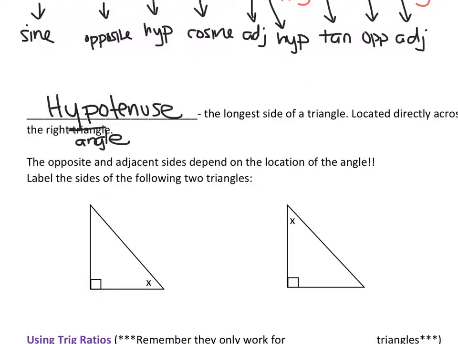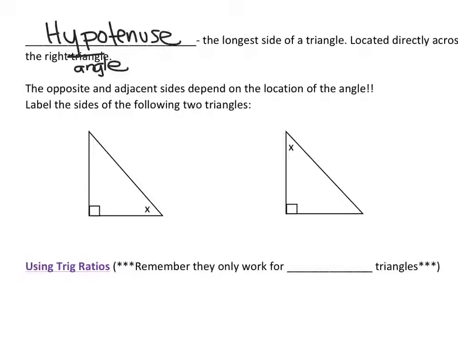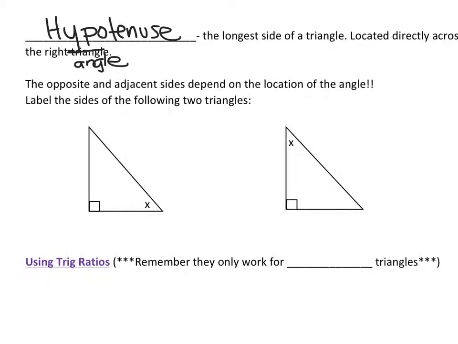Alright, so let's see how the opposite and adjacent sides can move. So it depends on the location of the angle. So here, X is our angle. We can go ahead and label our hypotenuse as always the one directly across from the right angle. This one never changes. So on this triangle, it's directly across from the right angle. And you can see it's the longest side. But if you can't tell which side's the longest, you can always look. It's going to be directly across from that right angle.